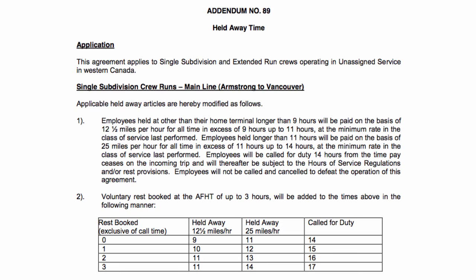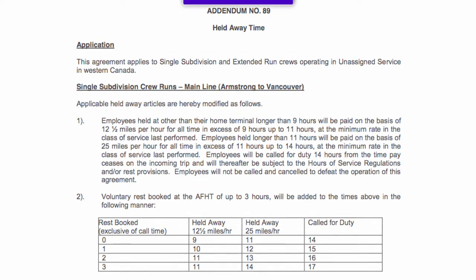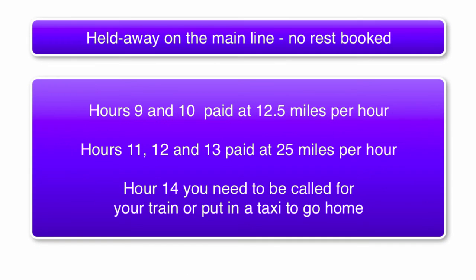Voluntary rest booked at the away from home terminal up to 3 hours will be added to the times above in the following manner. And here's your chart down here. This explains to us how everything's going to be paid out when you're held away on the main line. And we'll give you an example of booking no rest. So hours 9 and 10 will be paid at 12.5 miles per hour. Hours 11, 12, and 13 will be paid at 25 miles per hour. On hour 14, you need to be called for your train or put in a taxi to go home.